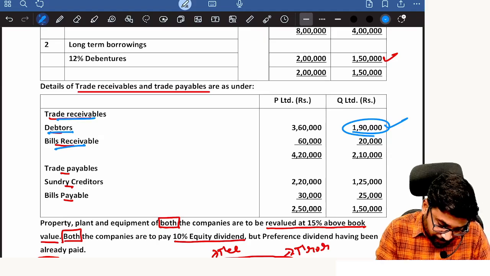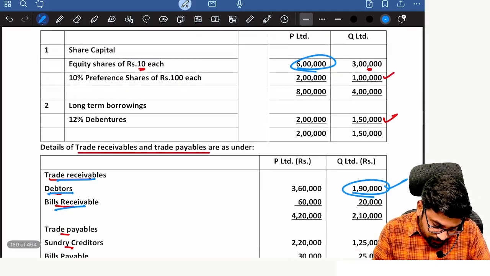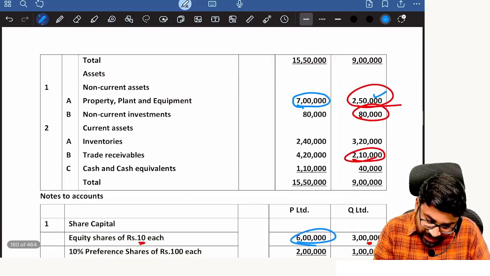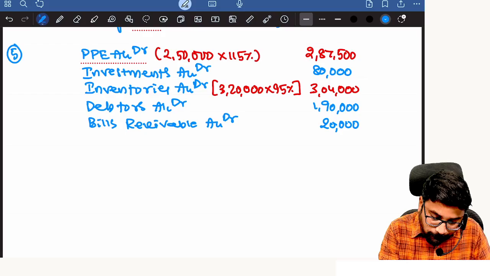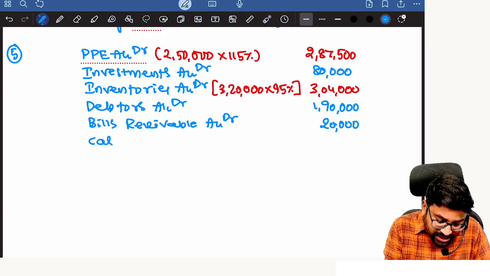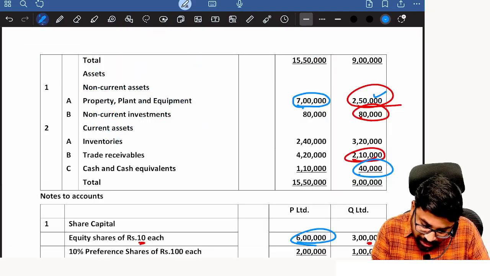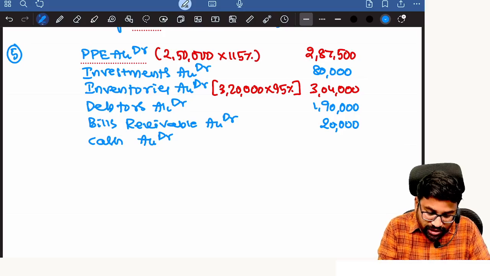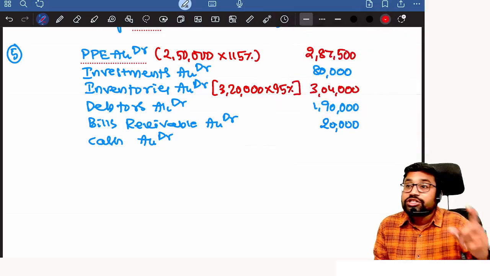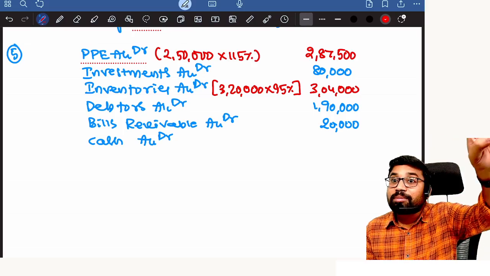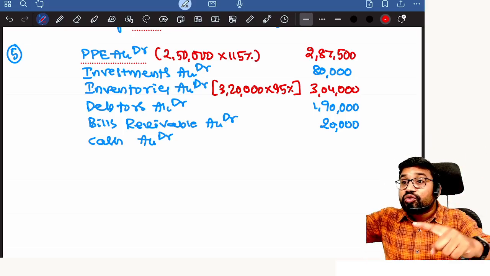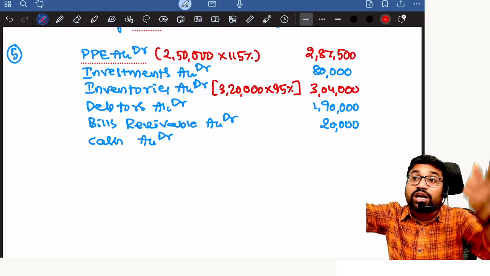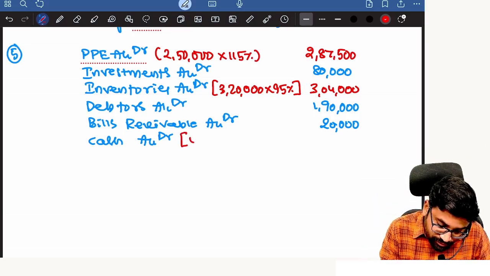Next. Next, any other asset? Cash and cash equivalents. Cash. Cash, very, very important, sir. Tell me, sir. In Q Limited, how much cash is there? 40. Will you take 40? No, because you have paid equity dividend. Both the companies have to pay equity dividend. So if Q Limited also paid equity dividend, what will be the cash balance? 40,000 is the cash balance.